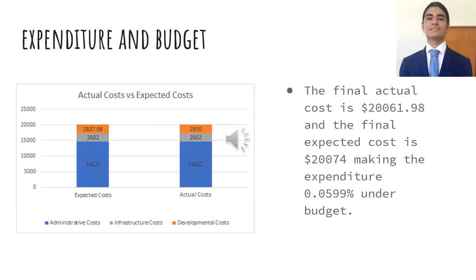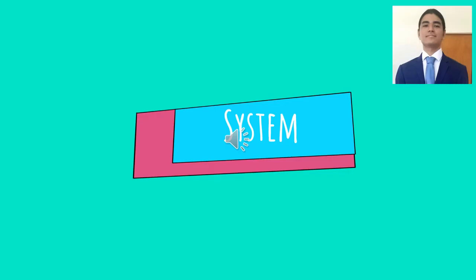Here we have our total expenditure and budget, our budget being an expected cost of $20,074 and a final actual cost of $20,061.98, making the expenditure 0.0599% under budget. And now we will talk about the system and its attributes.